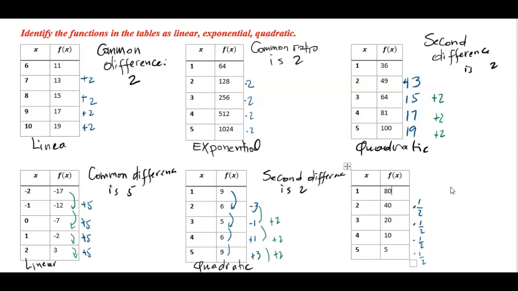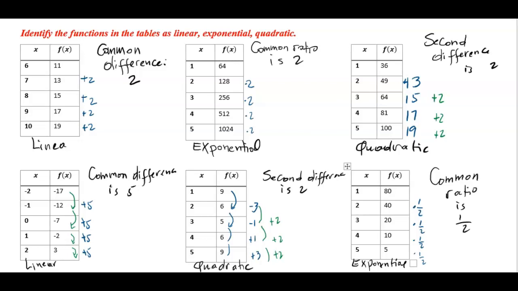So with that being said, since in order to get the next term, I multiply the previous term by 1/2, therefore we have a common ratio, and that common ratio is 1/2. Common ratio is 1/2. And since we have a common ratio, the table represents an exponential function.